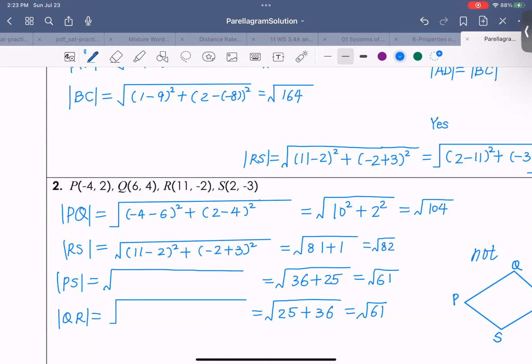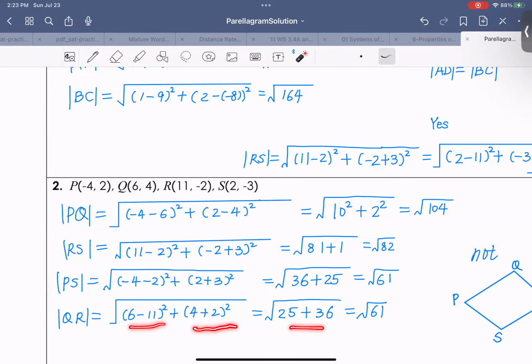Good. Next one, let's do PS. Parentheses -4 minus 2 squared plus parentheses 2 plus 3 squared. And you get 36 plus 25, which is square root of 61. Good. Next one is QR. Let's do it. Parentheses 6 minus 11 squared plus parentheses 4 plus 2 squared, which gives you 25 plus 36, which is square root of 61.